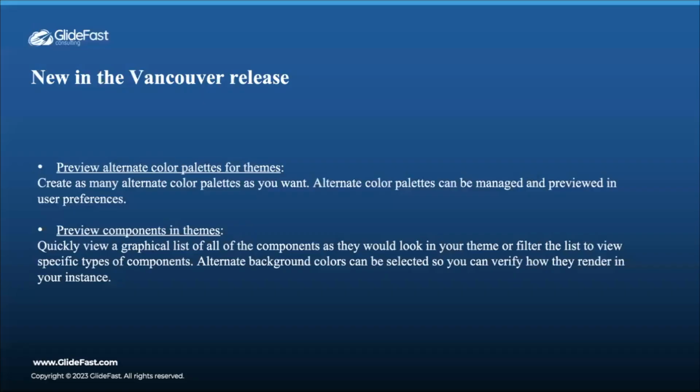Moving to the new features in Vancouver, we have two interesting features. One is alternate color palette and the other is component styles. Let's start with the alternate color palette. After creating a theme, for each theme you can add as many alternate color palettes as you want. These can be applied through the user preferences. We cannot apply them directly from the theme builder.